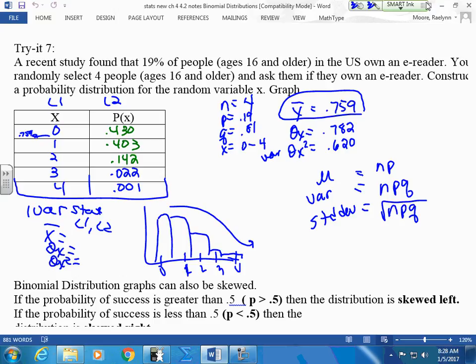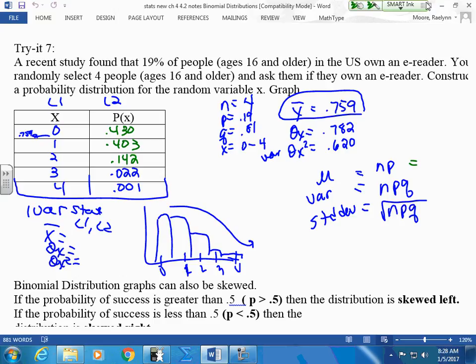Why would we use this instead of L1, L2? Well, L1, L2 works great here. You only had 5 entries. You don't want to do a table with 100 entries and stick that into your calculator to find the mean. But I just want to show you that these formulas work. So we're going to practice on this.